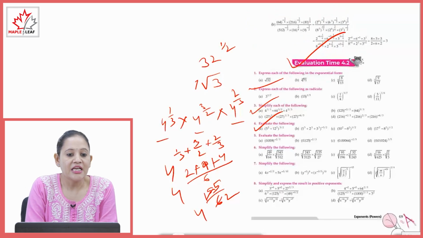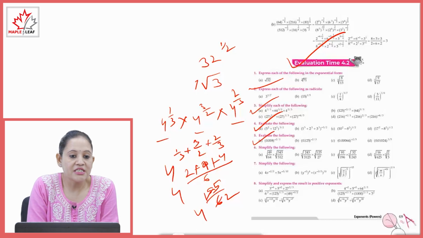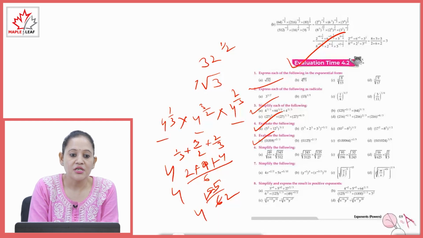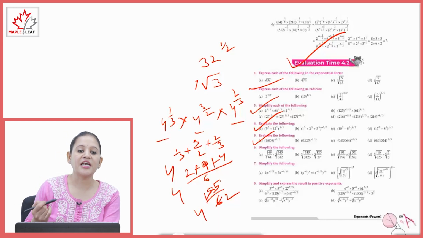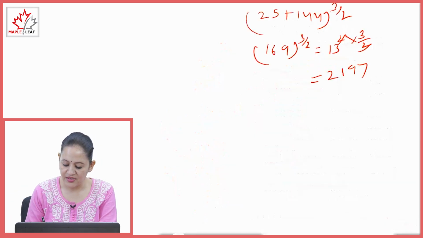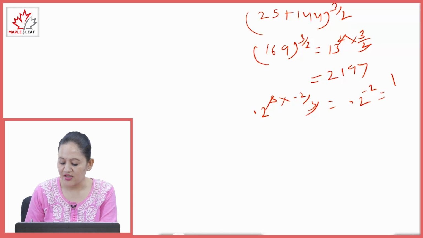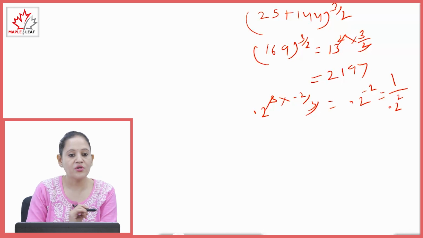Next, evaluate the following. 0.008 is to power minus 2/3. So 0.008 we can write it as 0.2 is to power 3, 0.2 की power 3 multiply by minus 2/3. So that is equals to 0.2 is to power minus 2. We can write it as minus है तो नीचे ले जाएंगे 0.2 is to power 2. Clear?